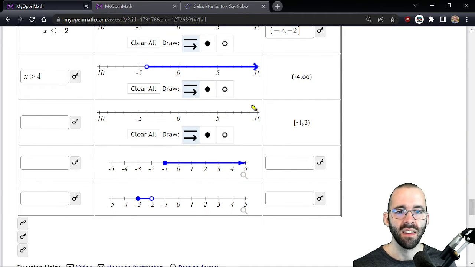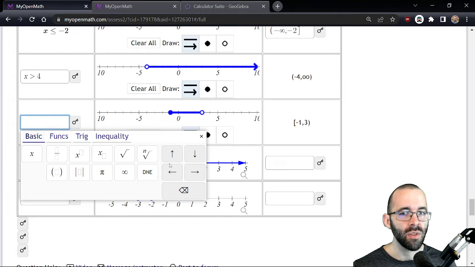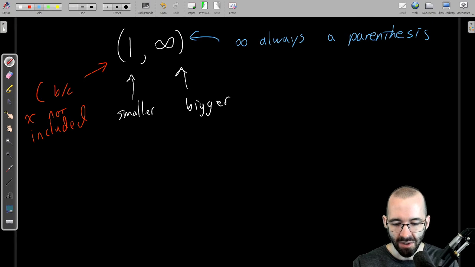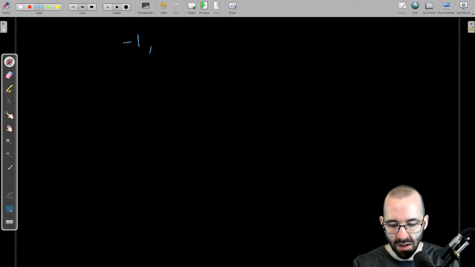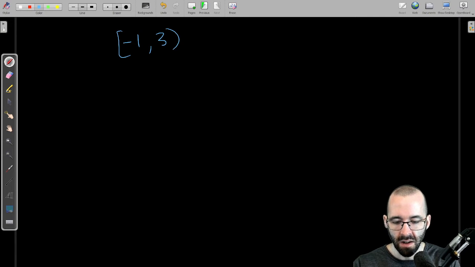These can be tricky. -1 up to 3. Well, -1 is included. It's got a bracket. 3 is not included. No bracket. How do we write this one? We can write this with a compound inequality. So -1 up to positive 3. Let me introduce that real quick. And there, like this, right? Yep. So we want all the numbers with x being bigger than or equal to -1 and smaller than 3.